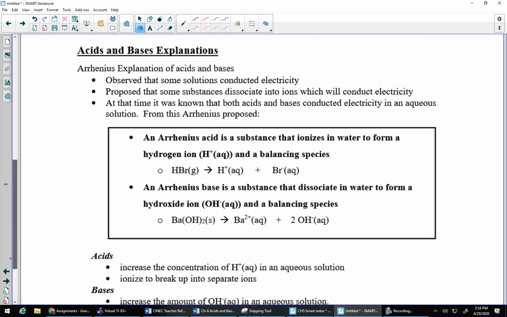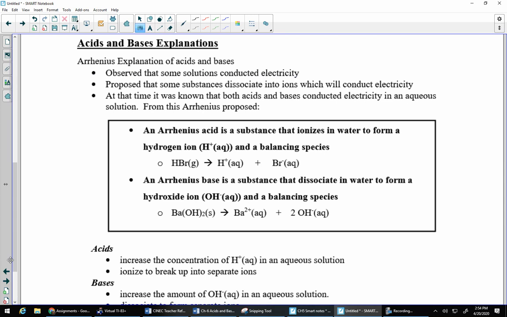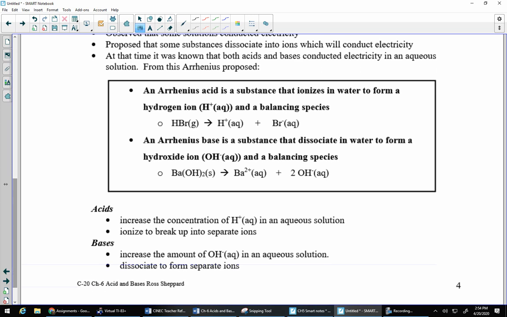So again, just to reiterate, I went through that very quickly. Our Arrhenius explanation for acids and bases is essentially that some substances dissociate and will conduct electricity. Both acids and bases do this. Arrhenius proposed, and in the box here's the big thing, that a substance ionizes in water to form hydrogen ions.